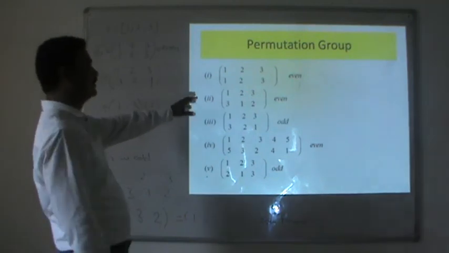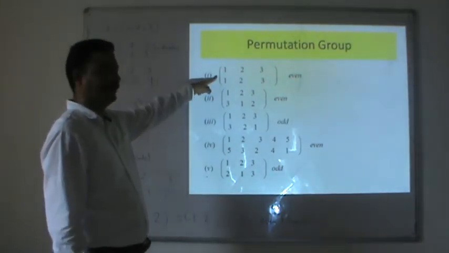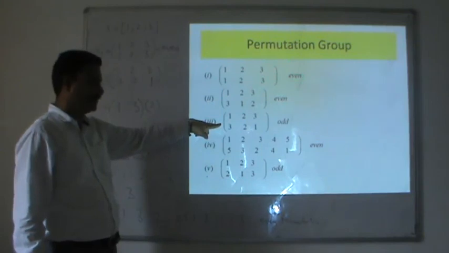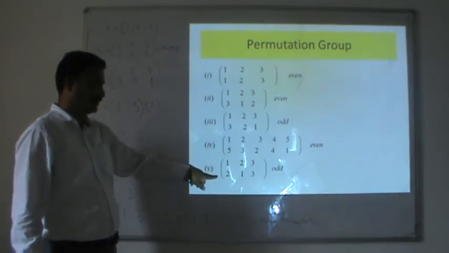So these are a few examples of permutations. This is an even permutation, this is even, this is an odd permutation, and this is even, this is odd.